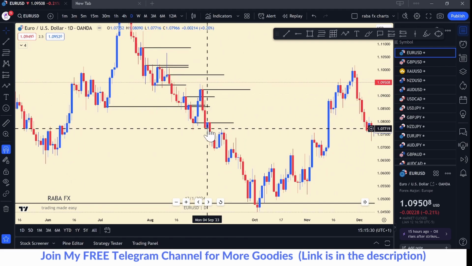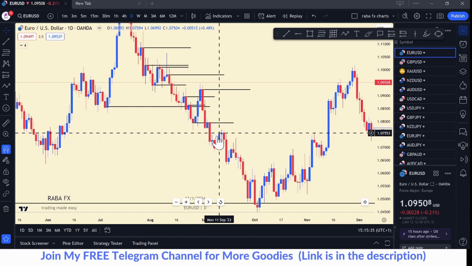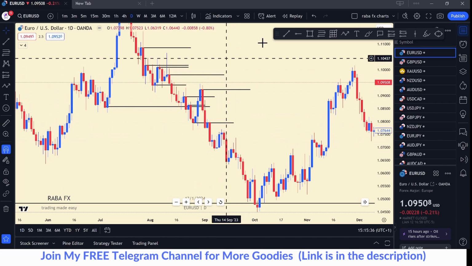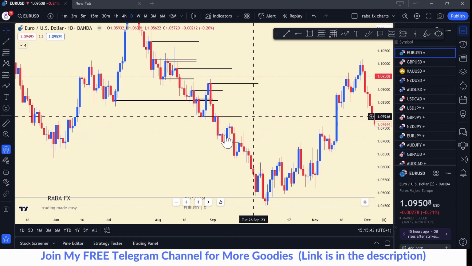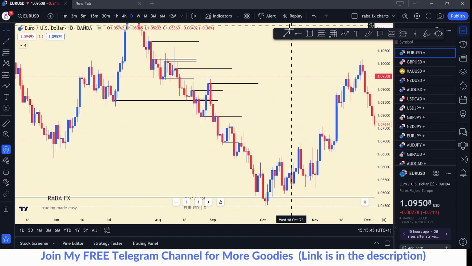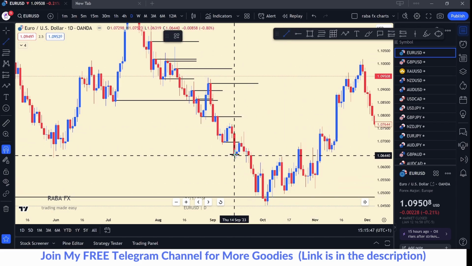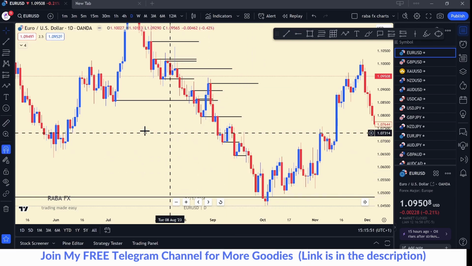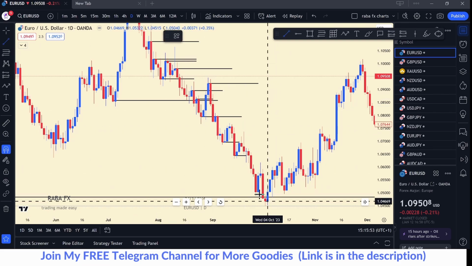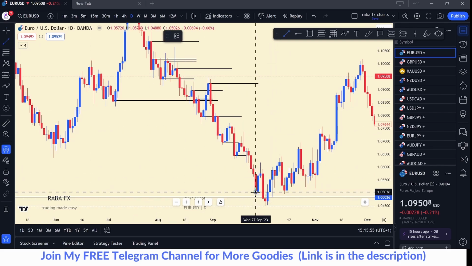In this case, we created a low, created a resistance here. We broke above that resistance, but this did not hold. The support did not hold, so we continue going lower. We break below support. In this case, we broke below support. We created this last one here.